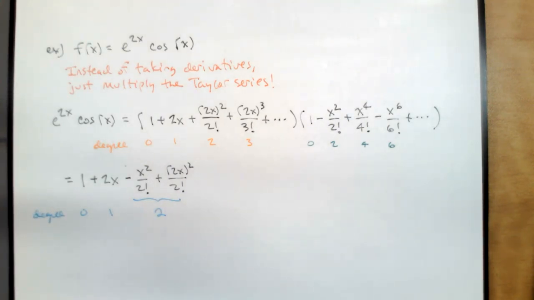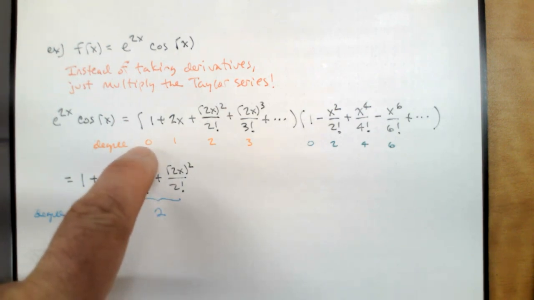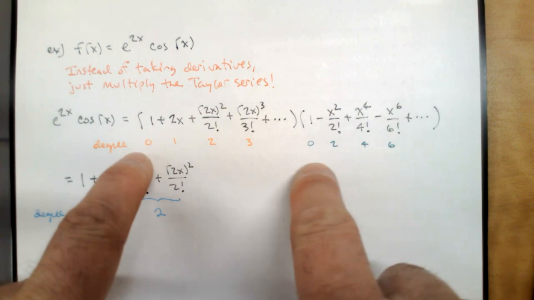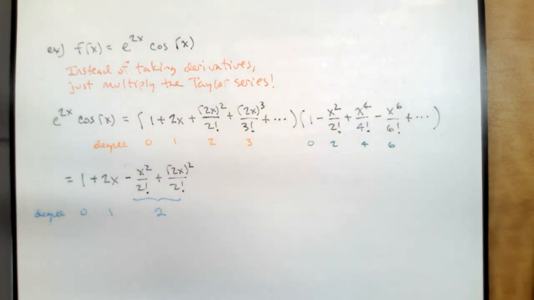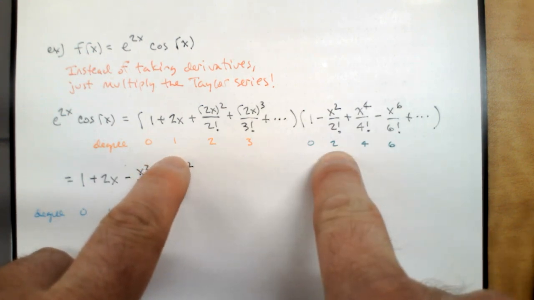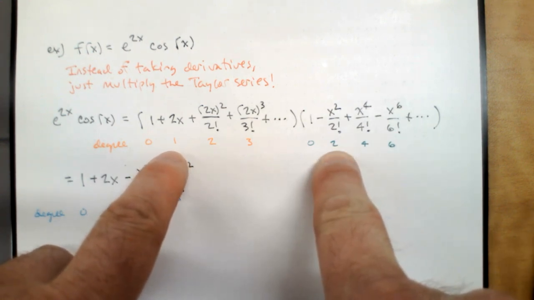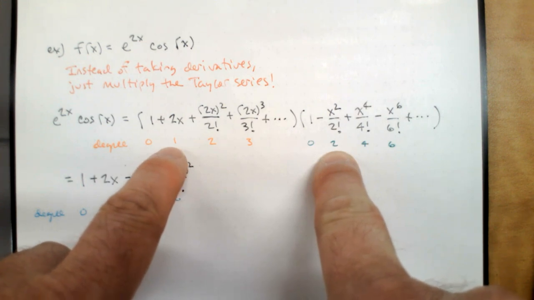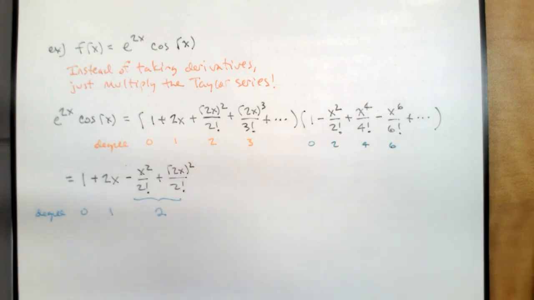For degree three terms, I'm not going to be using this zero degree term from e to the 2x, because zero times these, these are all even. There's no degree three term from that. I will get a degree three term when I multiply the 2x times the minus x squared over 2 factorial. So it'd be a 2x times minus x squared over 2 factorial, that's degree 3.